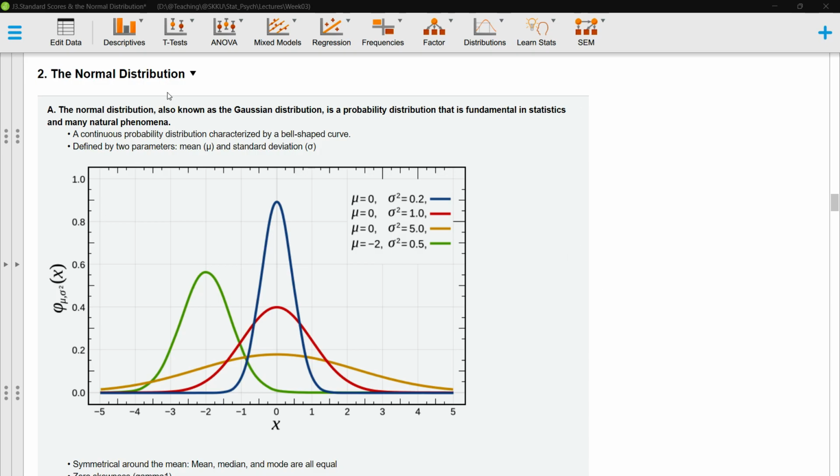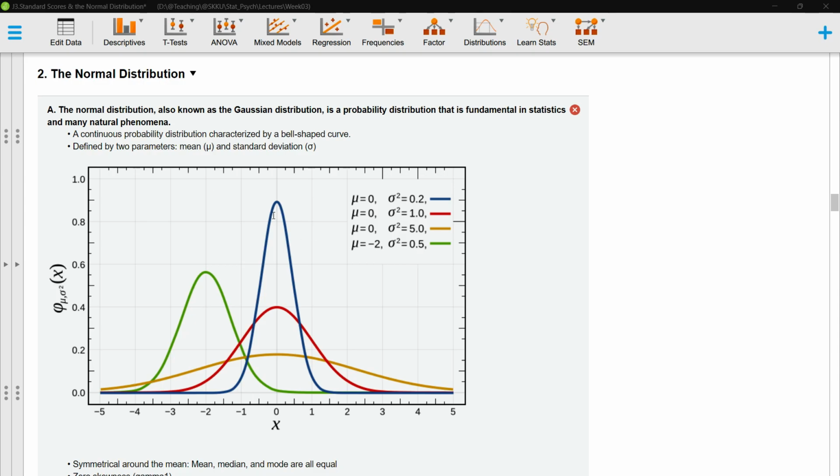The normal distribution is a continuous probability distribution characterized by a bell shape. Look at this shape, it's shaped like a bell, right? And the normal distribution is defined by two parameters, the mean and the standard deviation. And that's it. If we know the mean and the standard deviation of a specific normal distribution, we understand the whole thing about the distribution.